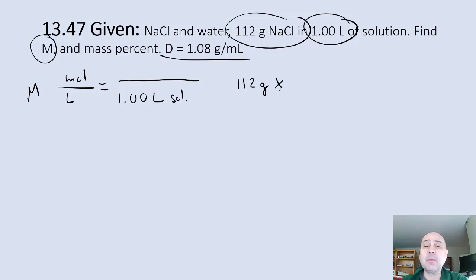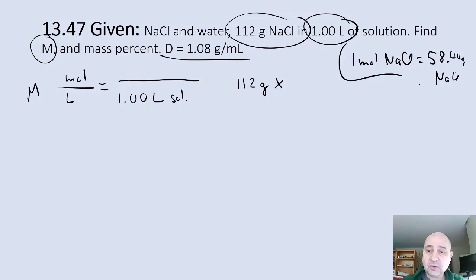So you go to the periodic table. Hopefully you remember how to get the molar mass of sodium chloride, but it is 58.44. 1 mole of sodium chloride is equal to 58.44 grams of sodium chloride. Okay, so that's the conversion factor. So I do times 1 mole divided by 58.44 grams, and it gets a little crowded here.